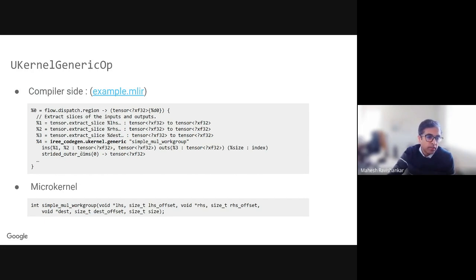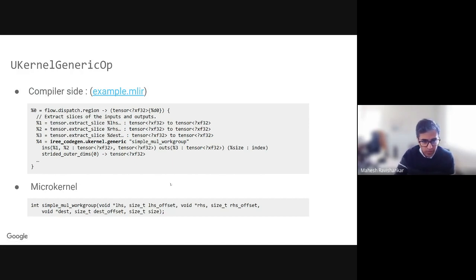The operation takes two tensor inputs, the left-hand side and the right-hand side. So the microkernel signature has a pointer and offset for the left-hand side, a pointer and offset for the right-hand side. And then the result is written into another tensor, a 1D tensor. The microkernel signature has the pointer and offset for the result. And there's an extra argument, size, which is some information that the microkernel needs to do the computation. The return value of the microkernel itself is just an error code.